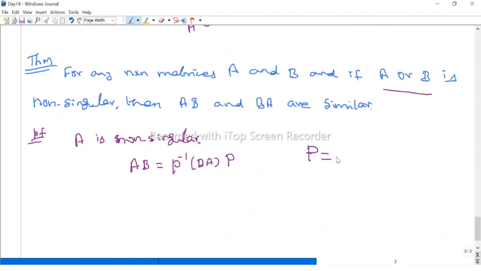So what do we have to take? Or we can write it in this form. No need to write AB equal to, we can write BA equal to also.